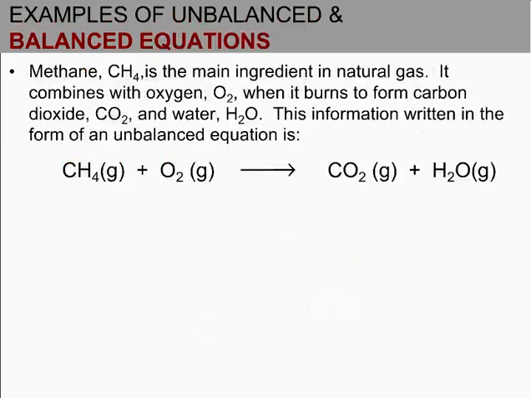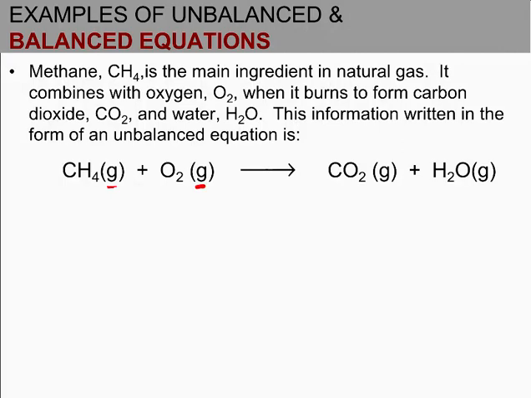So now how do we actually balance an equation? Let's do an example problem. In this problem, methane, CH4, is the main ingredient in natural gas. It combines with oxygen, O2, when it burns to form carbon dioxide and water. And so methane, again, is a gas, so we have a G in parentheses next to that. Oxygen is also a gas.